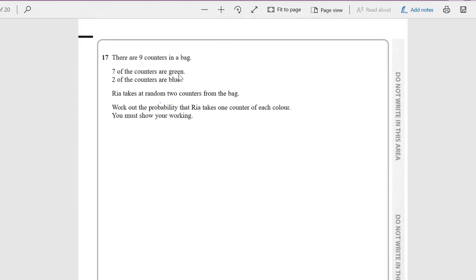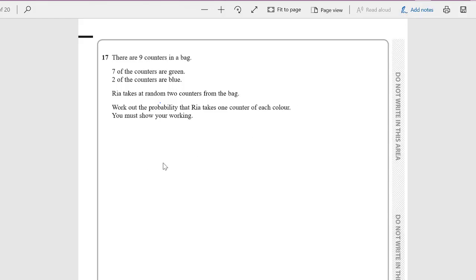Okay, question 17. So it says there are 9 counters in the bag. 7 of the counters are green, 2 of the counters are blue. Ria takes out at random 2 counters from the bag. Work out the probability that Ria takes 1 counter of each color. You must show your working out. So this is a probability tree.